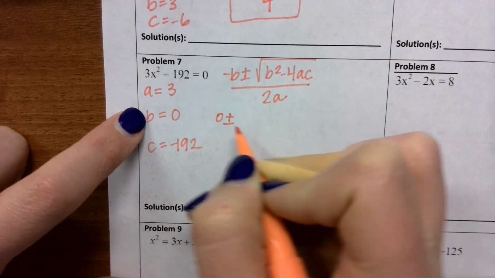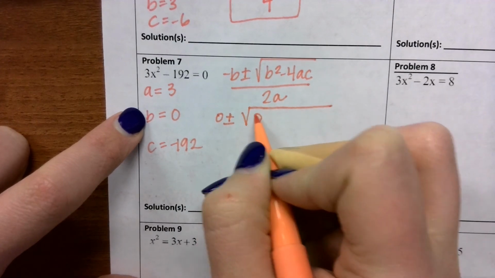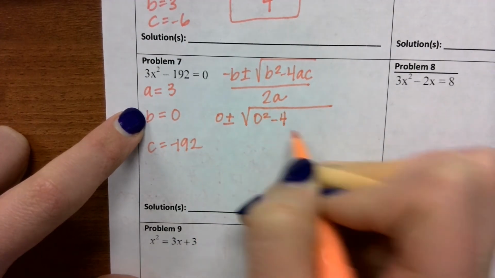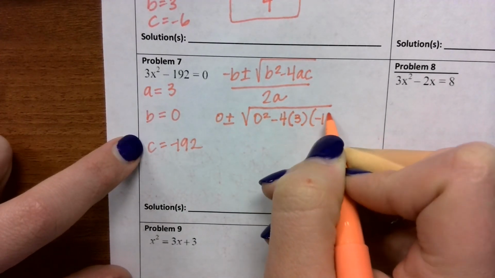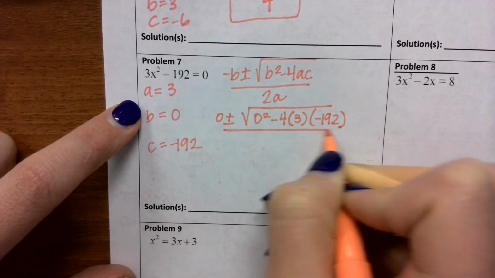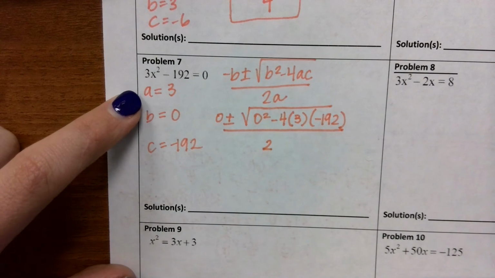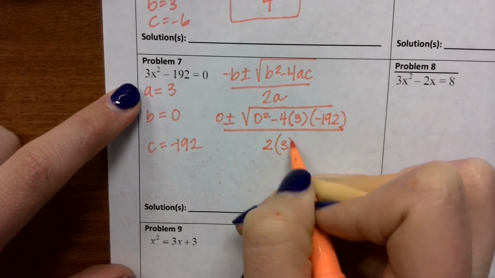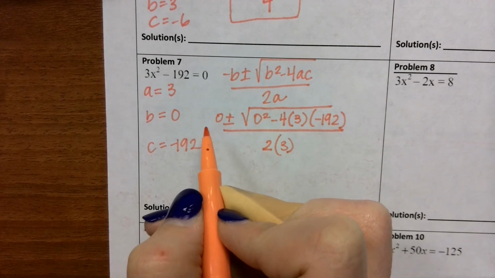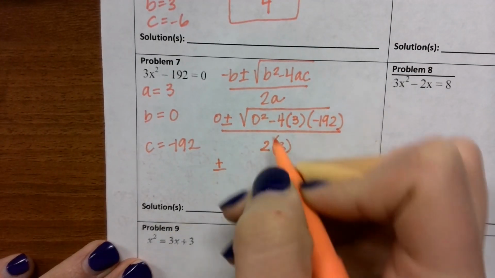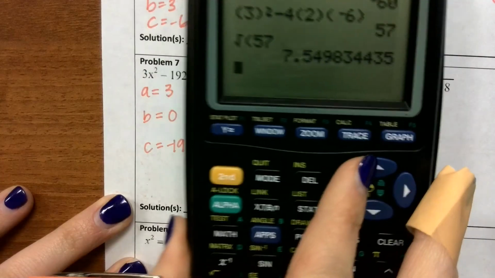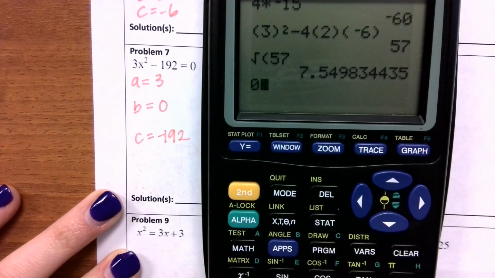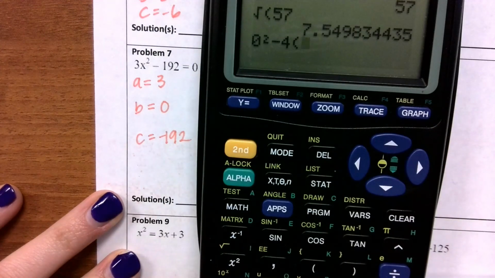Plus or minus the square root of 0 squared minus 4 times what's my a value? 3. What's my c value? 192. Careful, what type of 192? Negative. And then over 2 times a, which is 3. So if I have 0 in front, I don't need to worry about it. It's just plus or minus. I want you to do everything underneath the square root sign first: 0 squared minus 4 times 3 times negative 192.